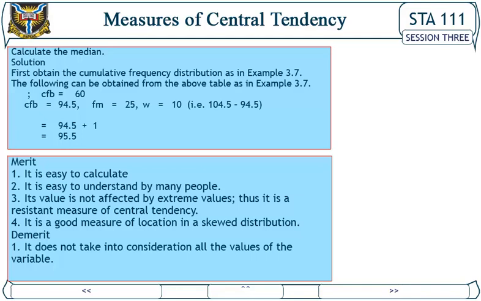Merit. 1. It is easy to calculate. 2. It is easy to understand by many people. 3. Its value is not affected by extreme values, thus it is a resistant measure of central tendency. 4. It is a good measure of location in a skewed distribution. Demerit. 1. It does not take into consideration how the values of the variable are distributed.